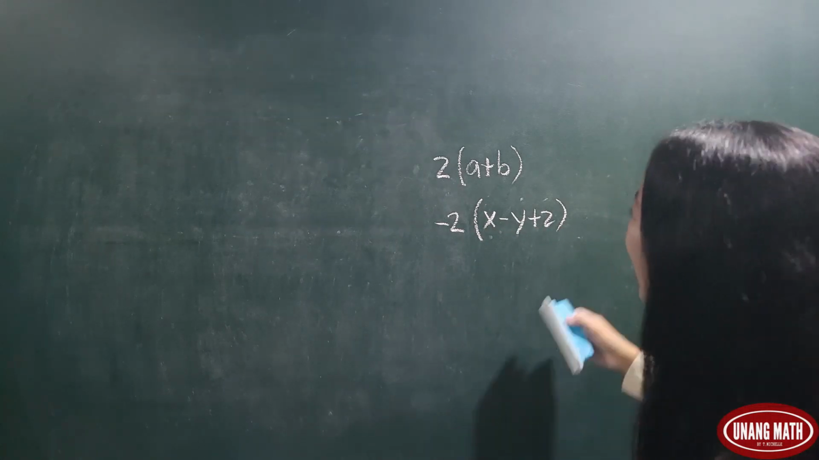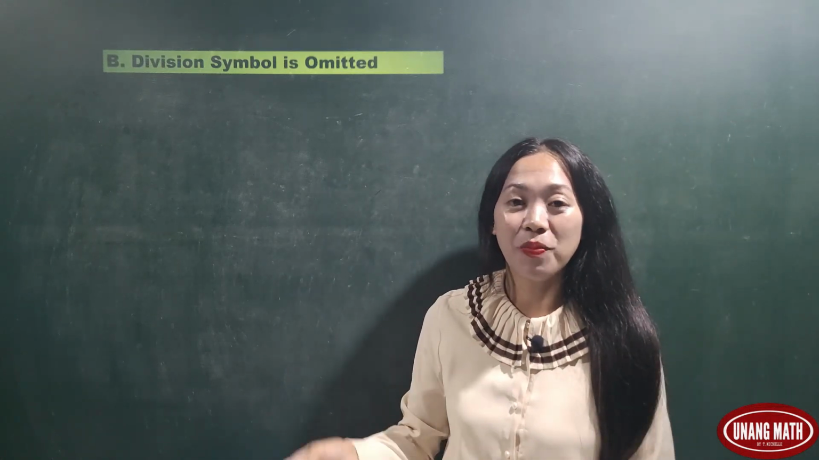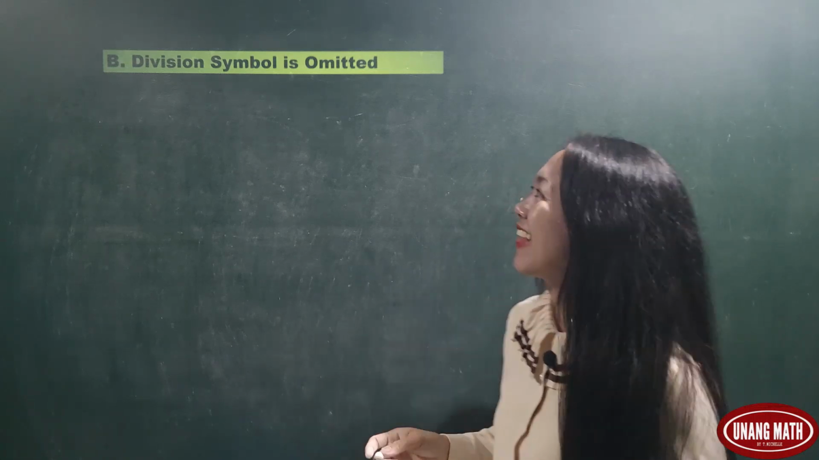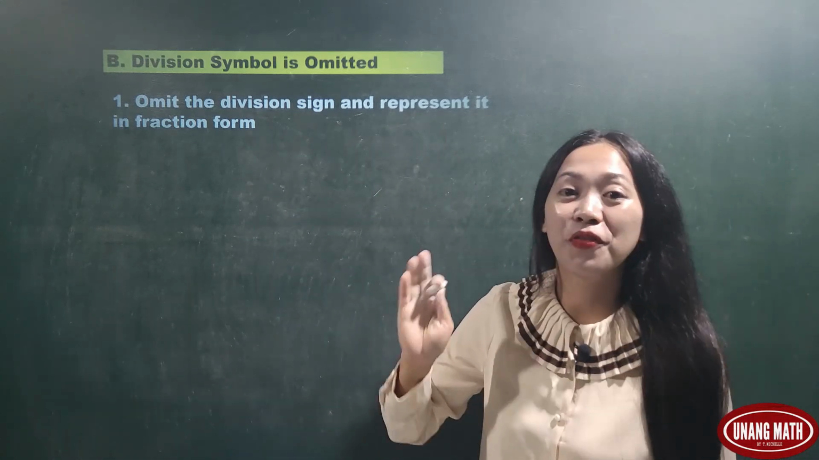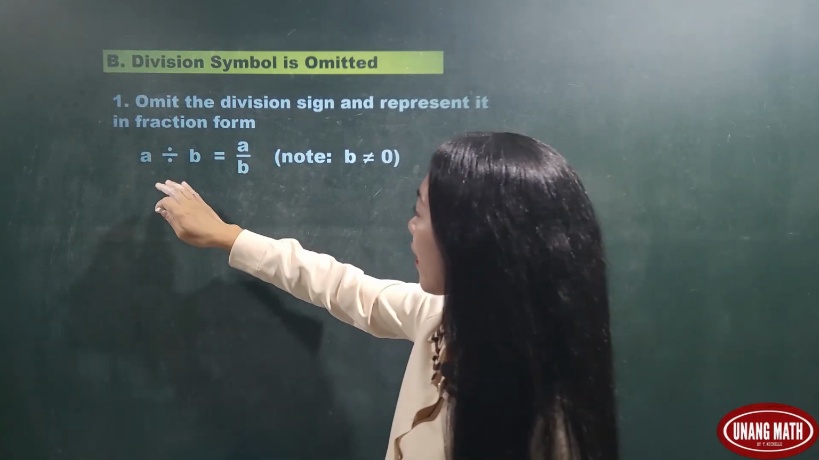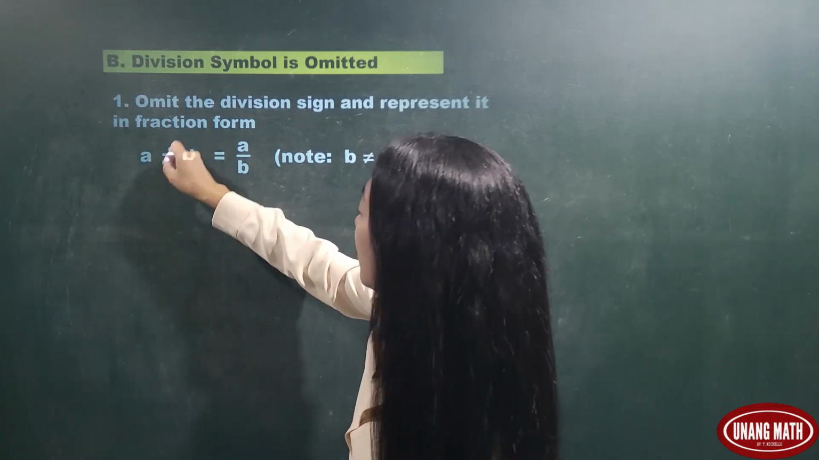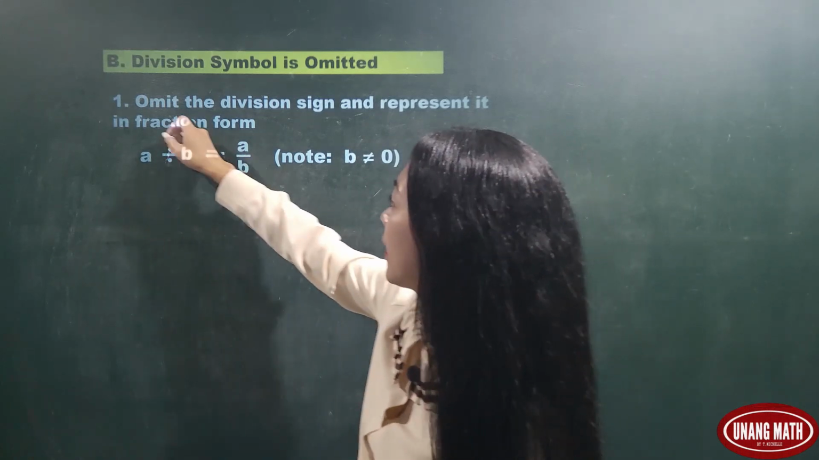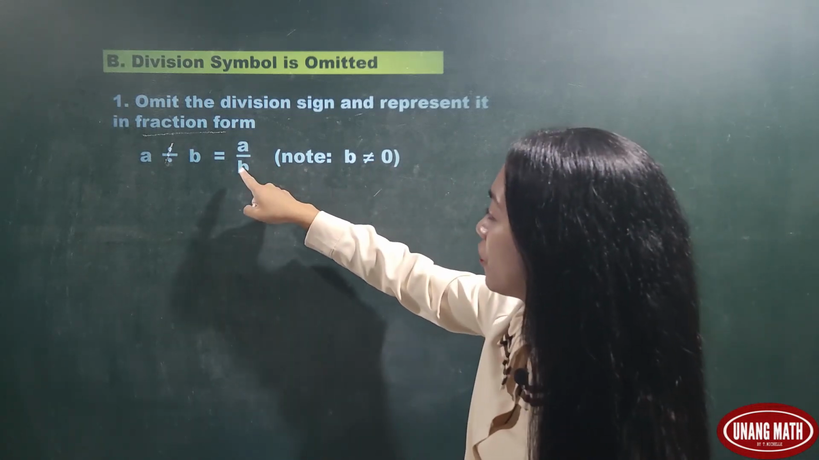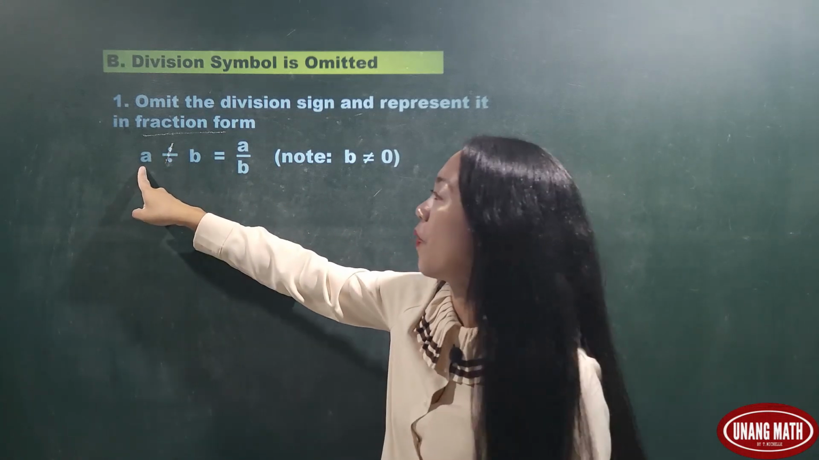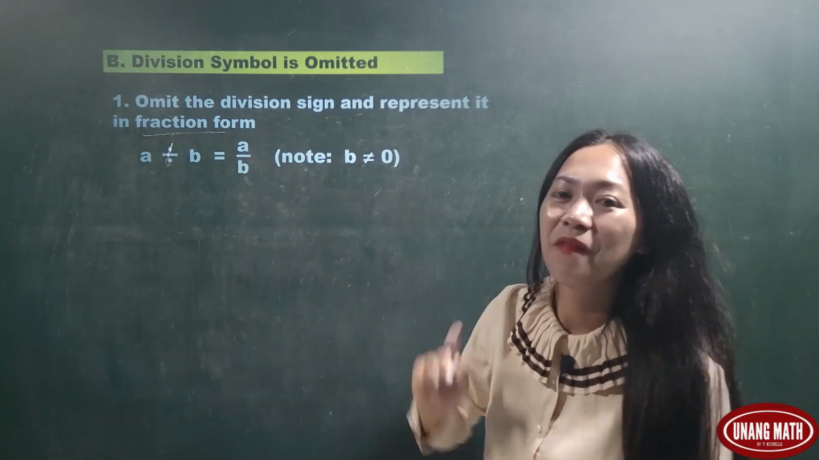Okay, how about for division? What are the situations where we can omit or remove the division sign? First, omit the division sign and represent it in fraction form. Example, a divided by b. This is a over b. So we omitted the division sign and represented it in fraction form. Take note, b must not be equal to 0. The dividend can be 0, but the divisor cannot be 0. If the divisor is 0, then this is not correct.